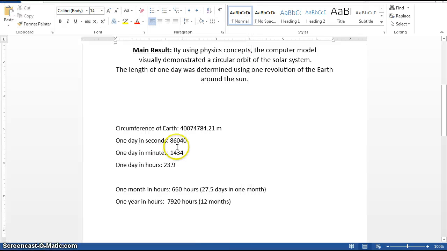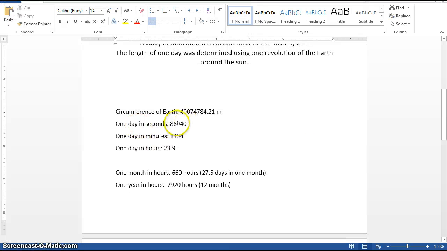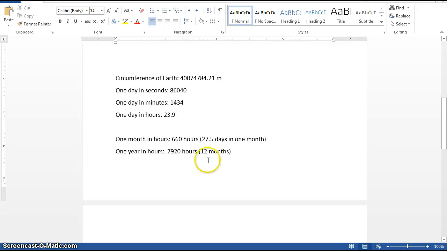So 1 day in seconds was approximately that number, and in minutes it'll be 1434, and that's approximately 23.9 hours. And so that would be 1 day approximately, and then this would be 1 year.